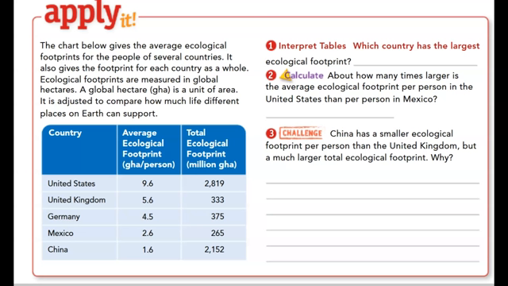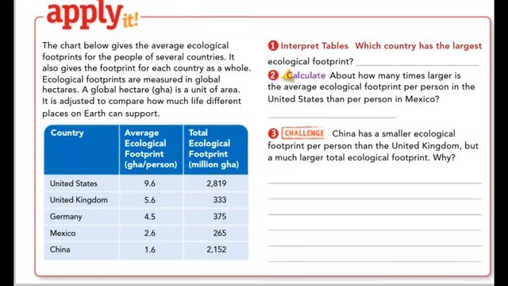So we're talking total. Well, we can see United States has 2,819. Let me get a color, please. United Kingdom has 333. Germany has 375. This is in millions, by the way, so it's 333 million. Mexico has 265, and China has 2,152. So which one has the bigger number? The United States. USA.